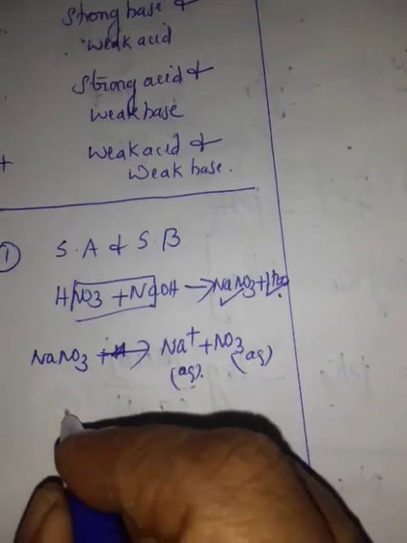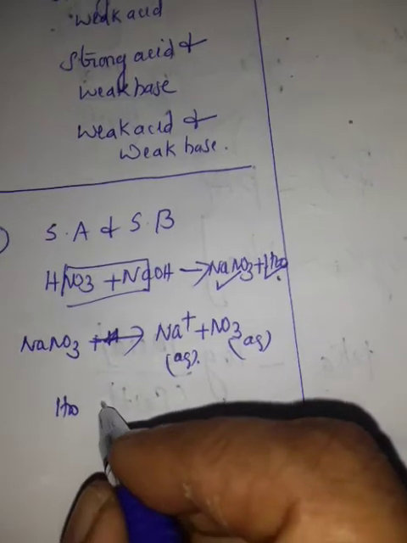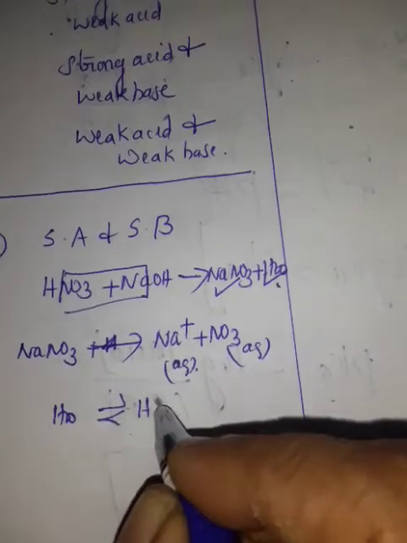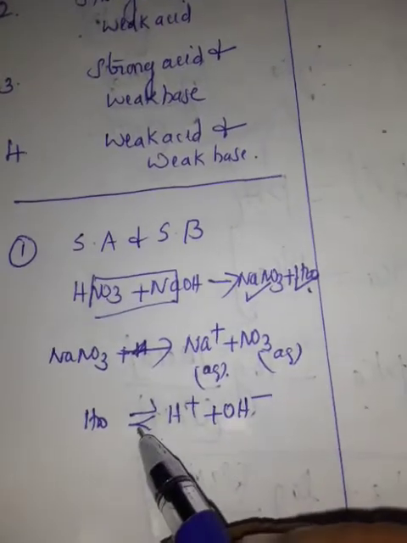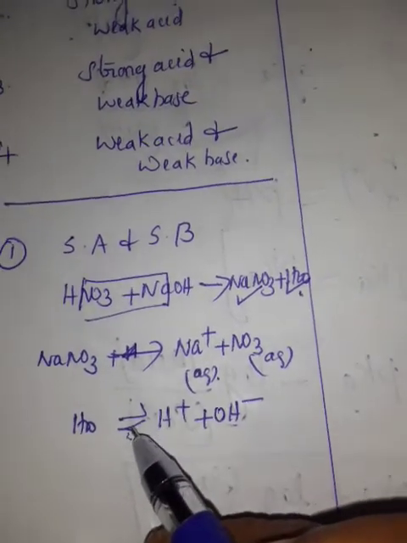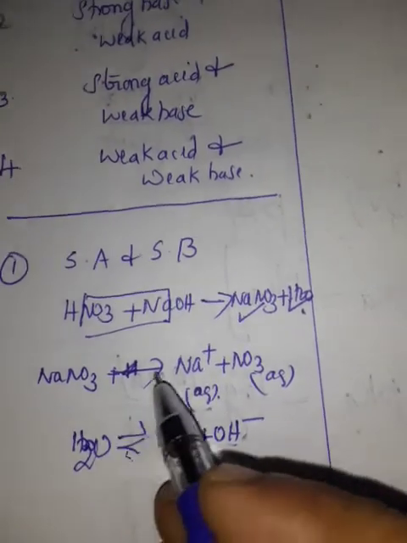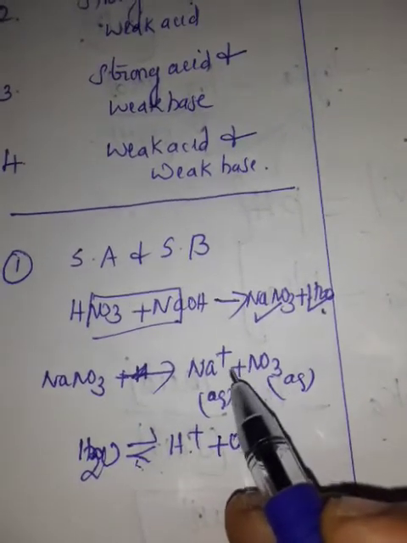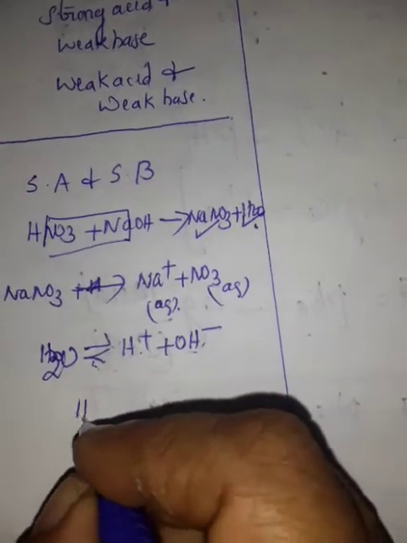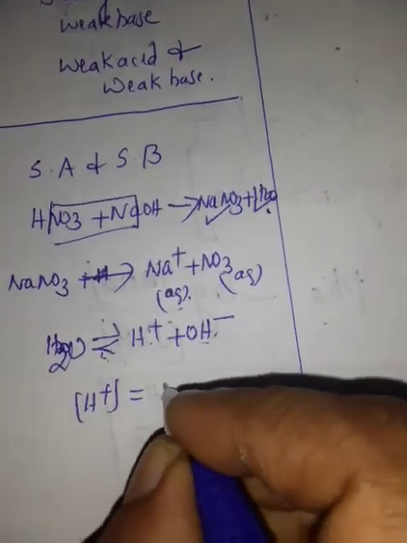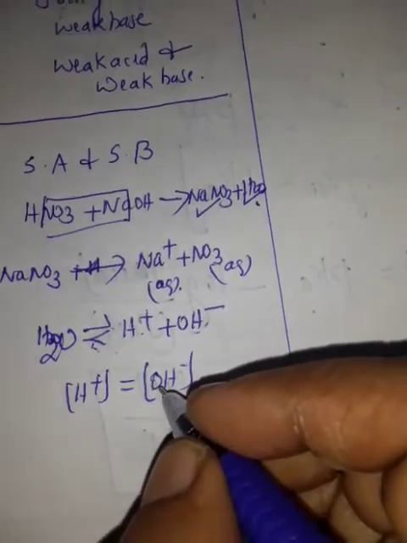But water dissociates only to a small extent. This arrow shows only partial dissociation, so an equilibrium exists between the dissociated and the undissociated. Here this arrow means completely dissociated. If H+ concentration equals OH- concentration, the solution is neutral, water is neutral.